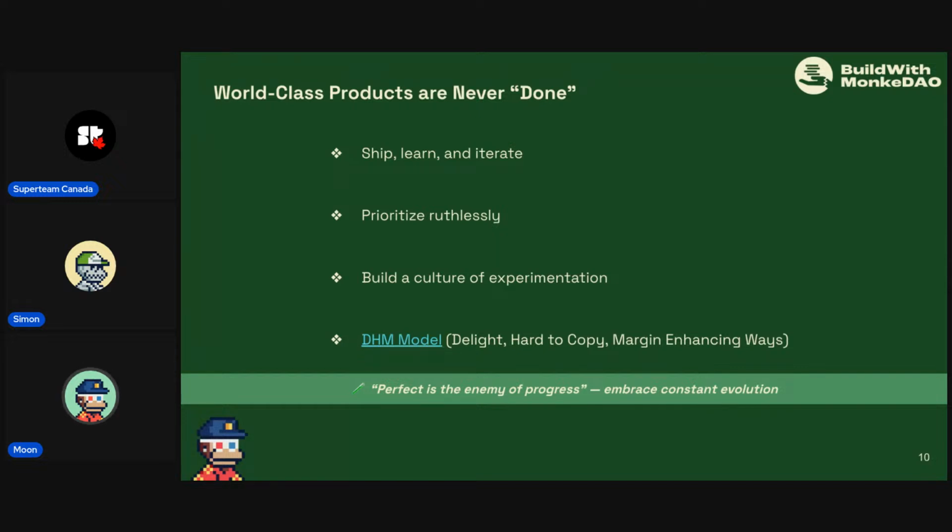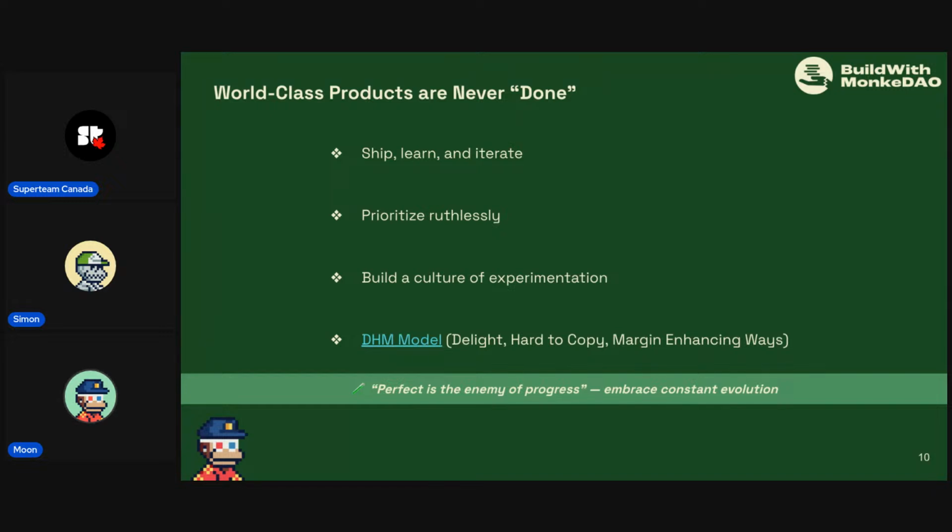Then one of the other things that I want to call out here, in my journey of building products, is a model that came from Gibson Biddle, one of the earliest product builders at Netflix. It's this DHM model, as he termed it. Essentially, when you're building a product, the way that you build a successful product is to build something that is delightful and easy to use for the end user. In order to make sure that you're building a moat around that product, build something that is hard to copy, something that makes you different from your competitors, and from everybody else out there who's trying to compete with what you're building.